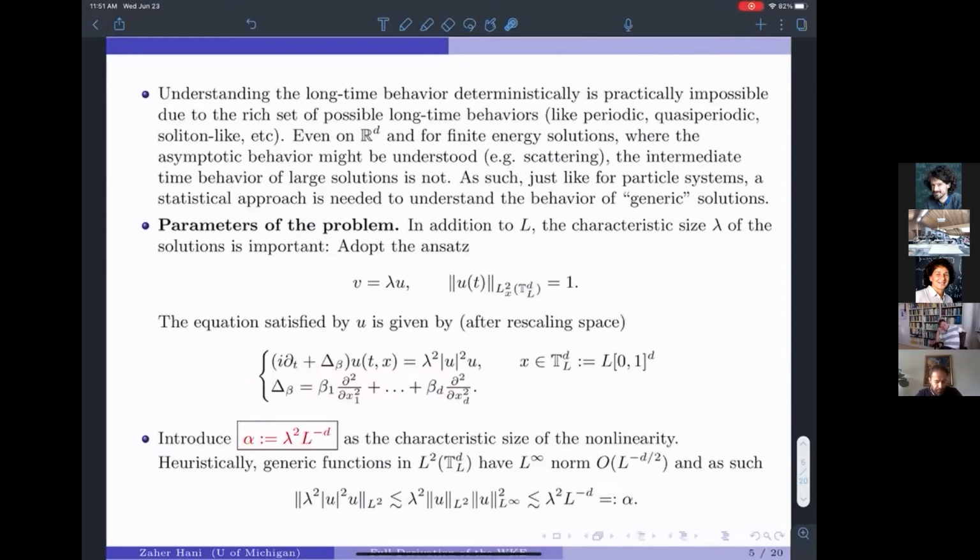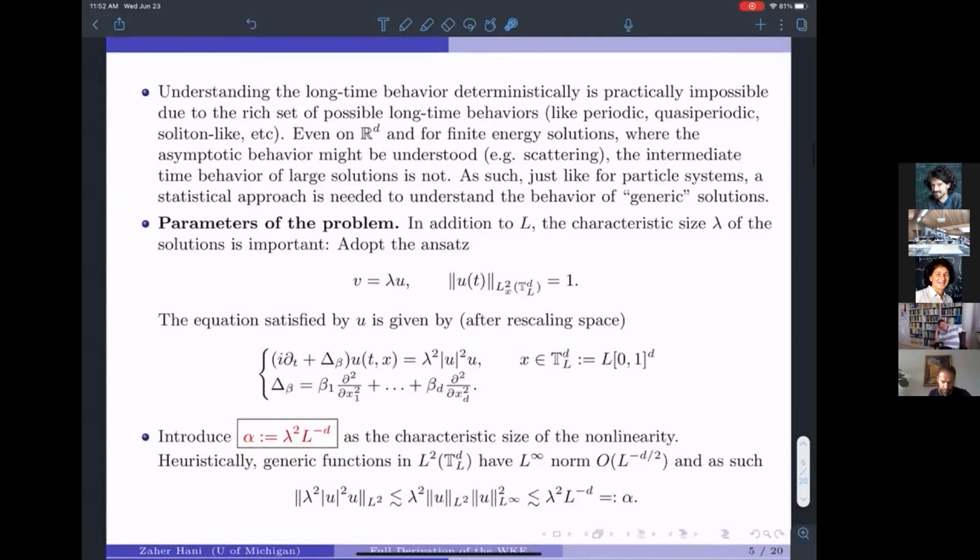So instead of phrasing the results in terms of these parameters lambda and L, I will replace the parameter lambda by another more convenient parameter, which is alpha equals lambda squared times L to the minus D. And this alpha will stand for the characteristic size of the nonlinearity. Why is this the characteristic size of the nonlinearity? I can explain it heuristically at this point, but it can be justified rigorously throughout the proof.